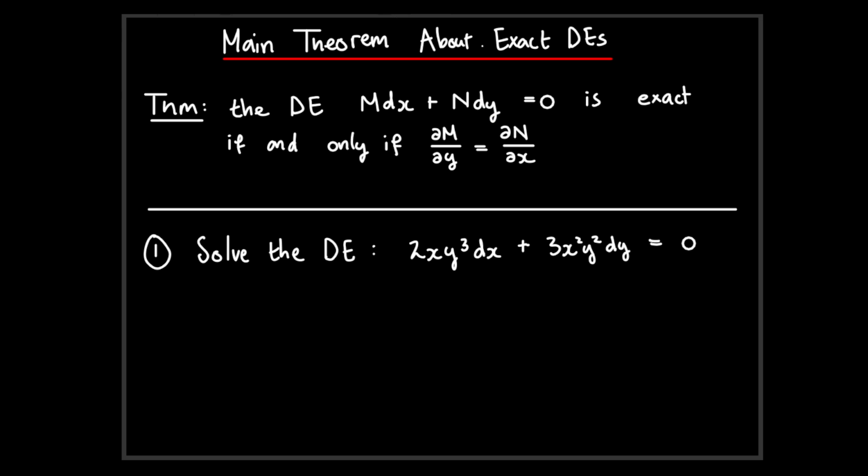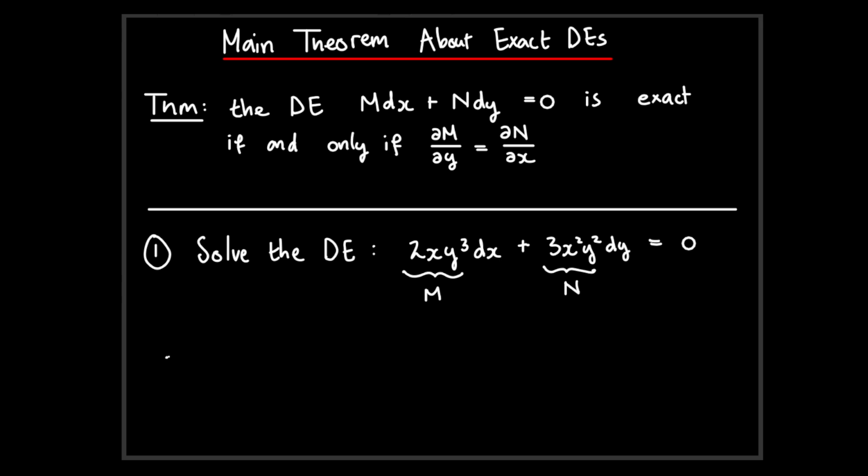So let's apply this theorem to solving this equation over here. Let's see if we can solve the following DE. First we need to check, is it exact? So let's isolate what is the M and what is the N in our equation. This will be M, and this is going to be N. And so this is now of the form M dx plus N dy.